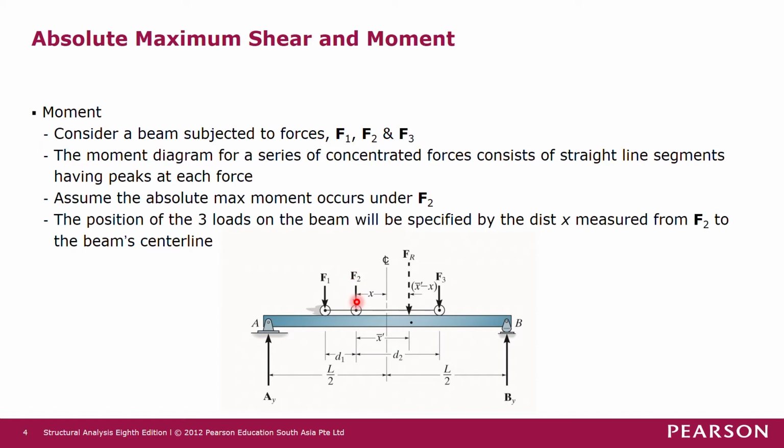The position of the three loads on the beam will be specified by the distance x measured from F2 to the beam's center line. So now we have to measure the distance of each of the loads from the center line of the beam, where F2 has a distance of x.